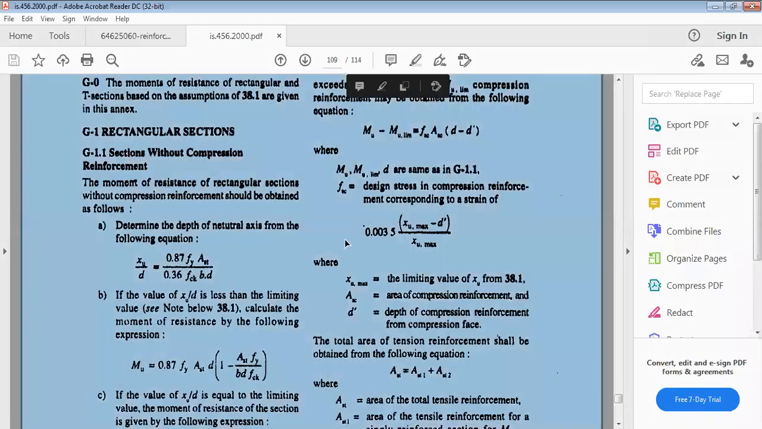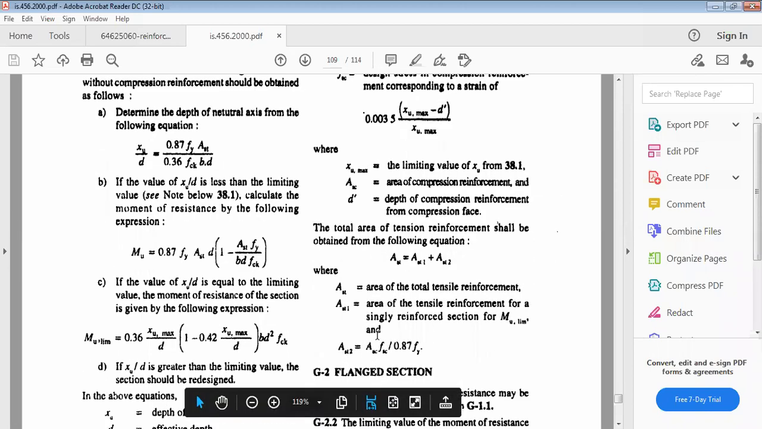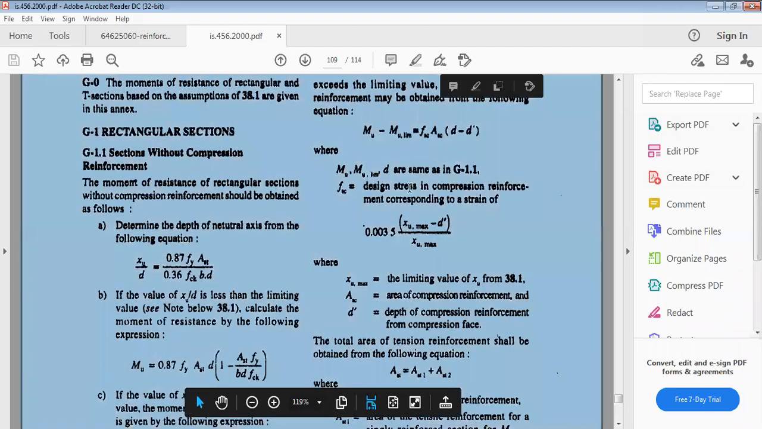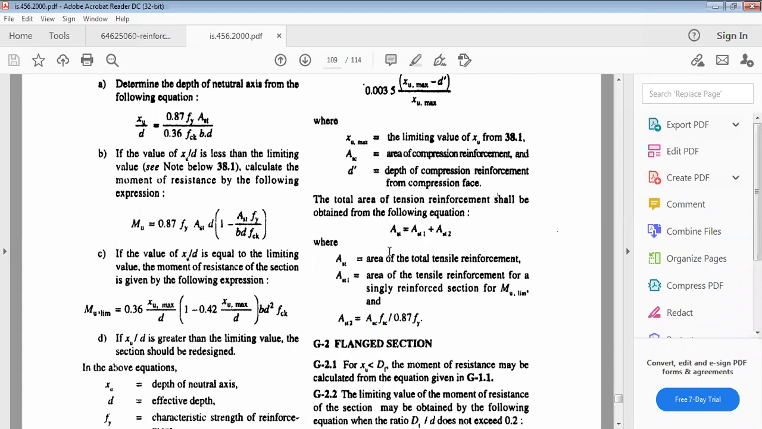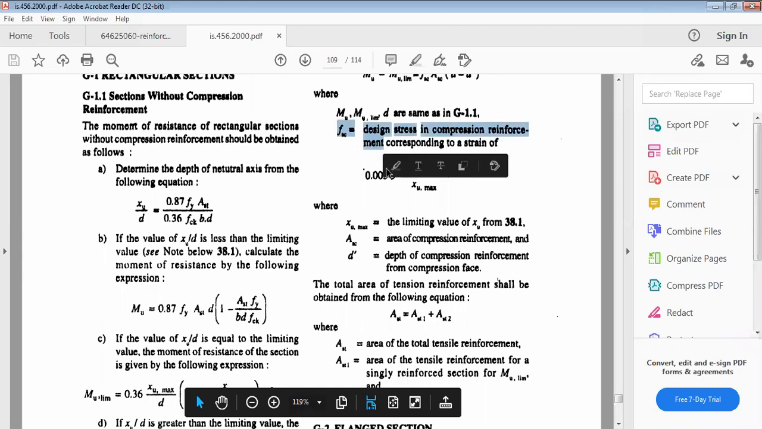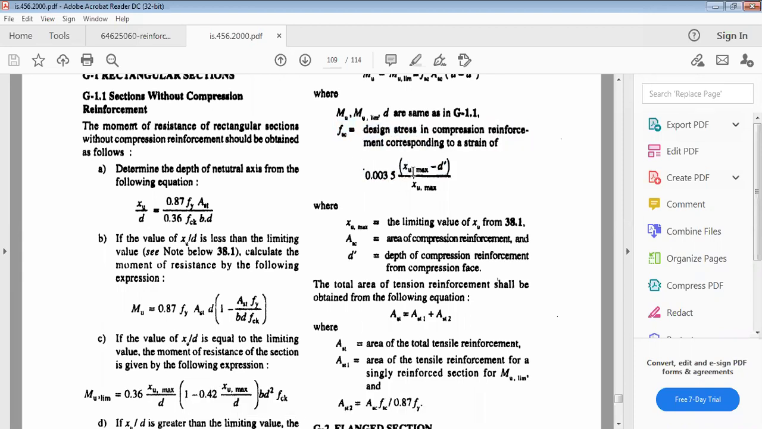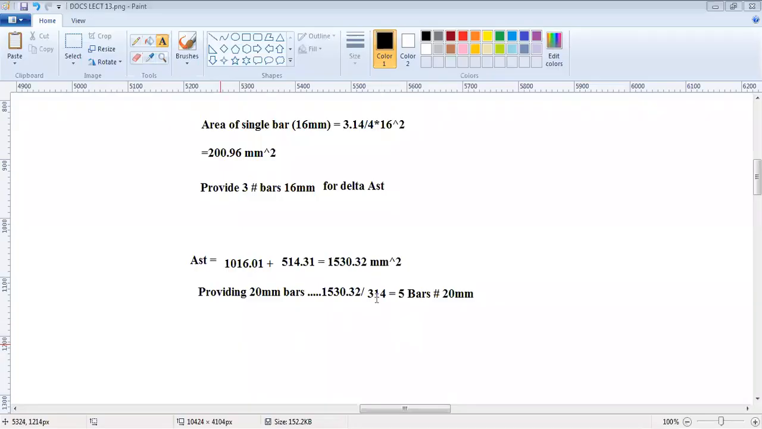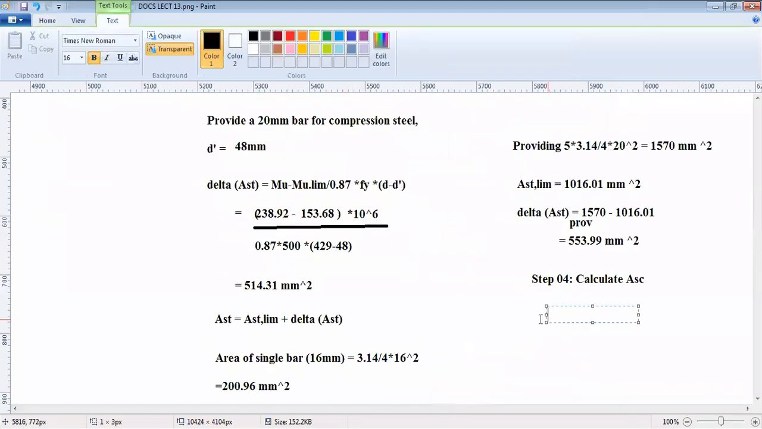Let me go to the code. As per code, you can determine the amount of this ASC, the area of compression reinforcement, from this equation, AST2 is ASC into FSC. But you had to first determine FSC to determine the compression reinforcement. For determining FSC, you need to determine the value of XU max. What is the value of XU max that you require? XU max is how much? 0.46 for Fe500, is it?